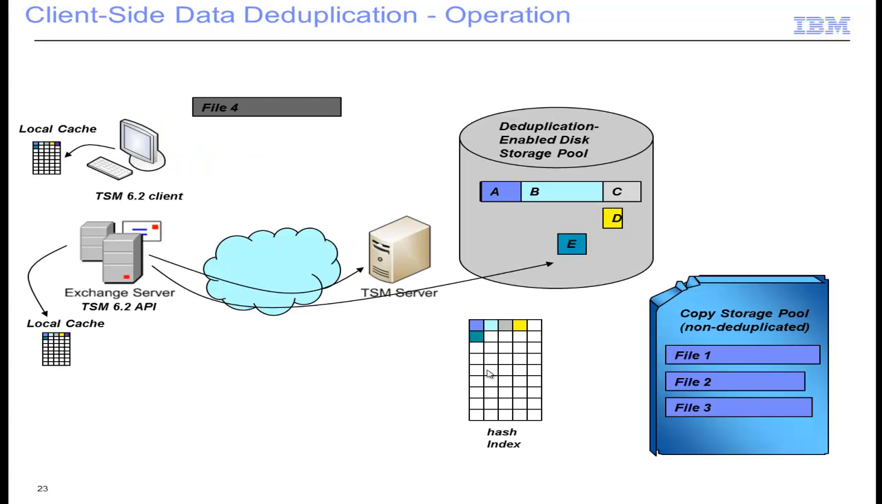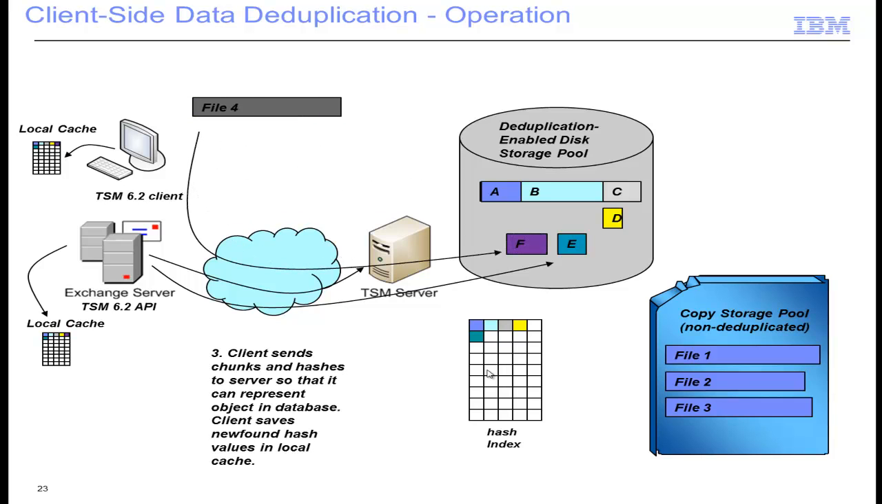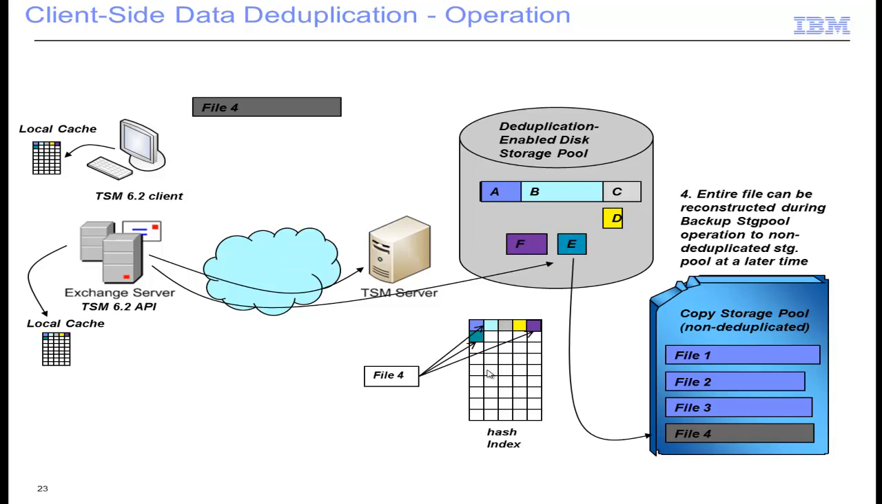So here we have a demonstration of this. You can see we've got the file. It's being chunked up into specific chunks. We then compare that with the local cache to see if there's any matches. It takes the unique portions of that file and sends them across to the TSM server, while it also updates the local cache as well as the TSM server's hash tables with these new matches. Then that new chunk of data is stored in the TSM server's deduplication storage pool.